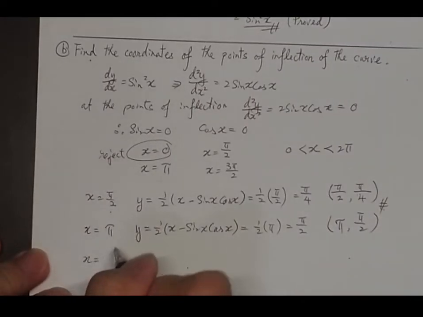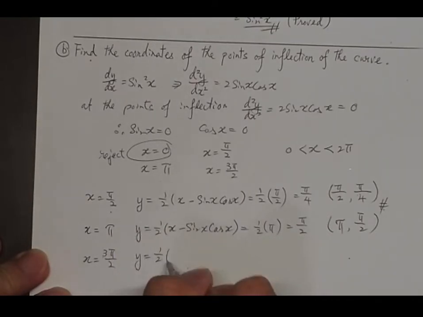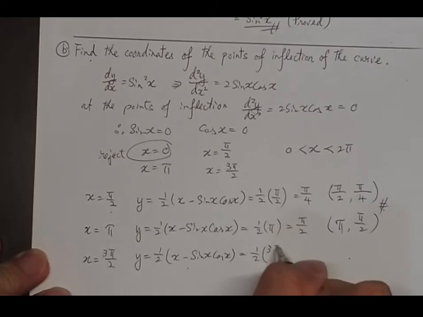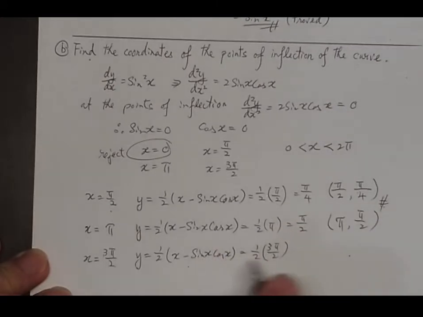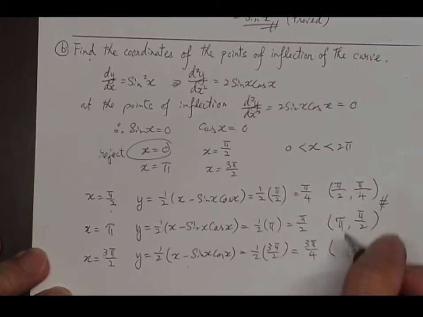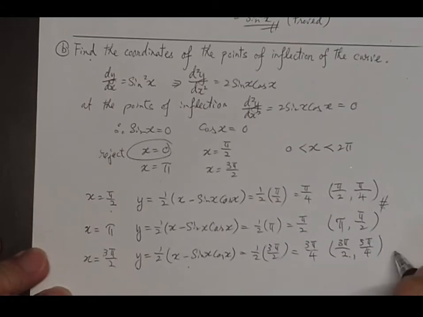The third point of inflection is 3 pi over 2 for x, and y equal to half of x minus sine x cosine x. So it's equal to half of 3 pi over 2, because this one is equal to 0, so we get 3 pi over 4 for the y. So the third point of inflection is 3 pi over 2 for the x, and 3 pi over 4 for the y. We get 3 points of inflection.